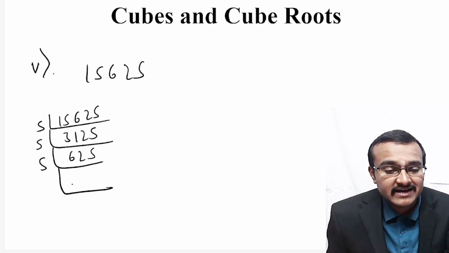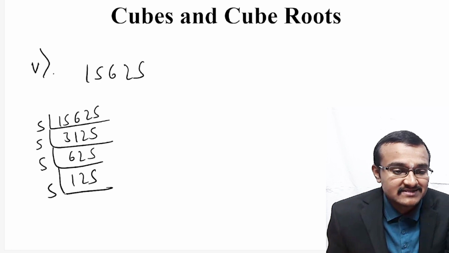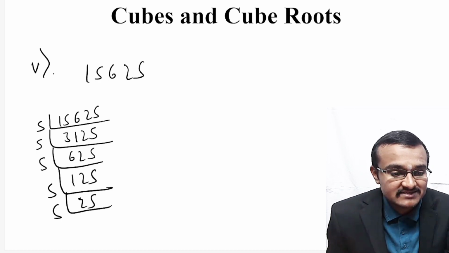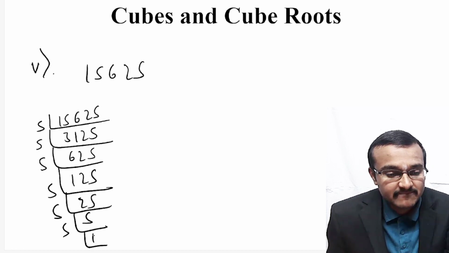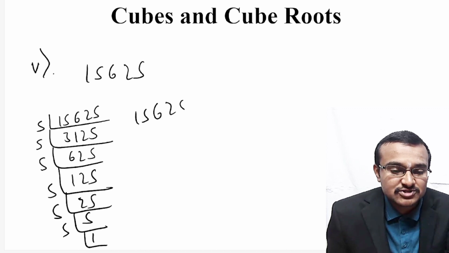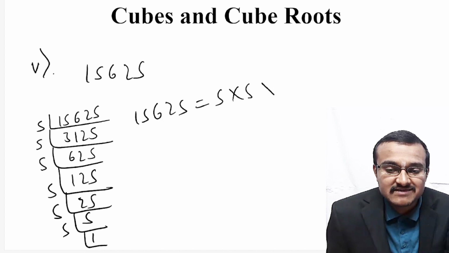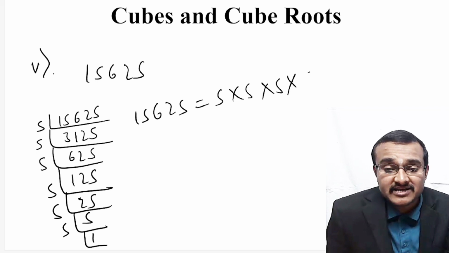So again this can go with 5, you will get 125. Again this can go with 5, you will get 25. Again this can go with 5, you will get 5, 5, 1. So that means this 15625 can be expressed as 6 times multiplication of 5. So that is 5 into 5, 5 into 5, 5 into 5, 5 into 5.